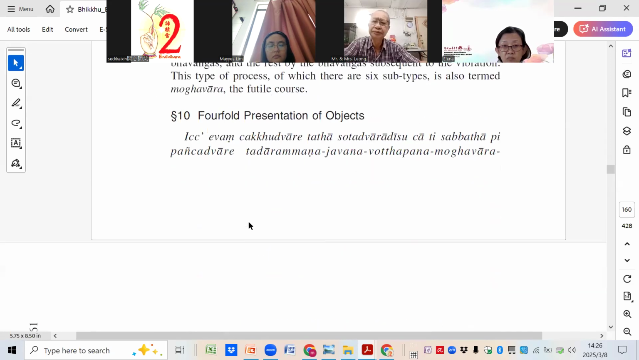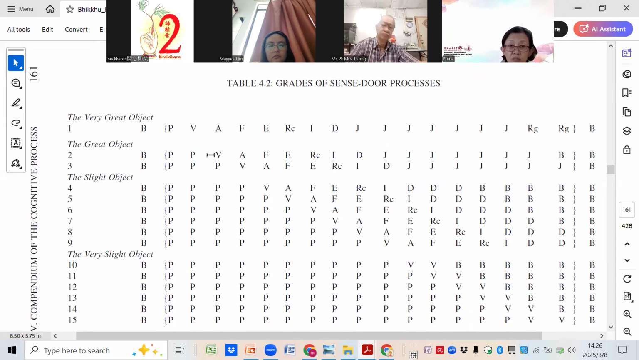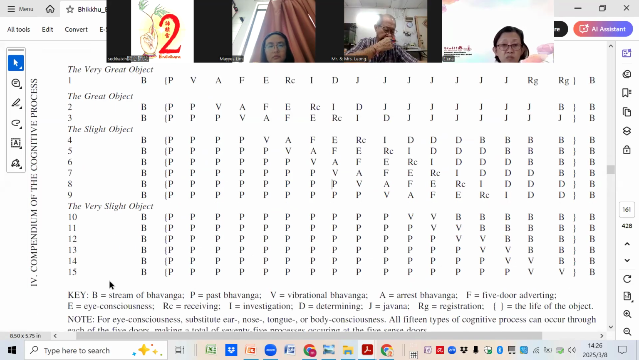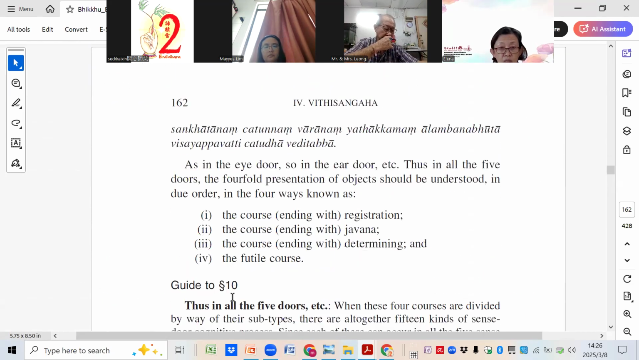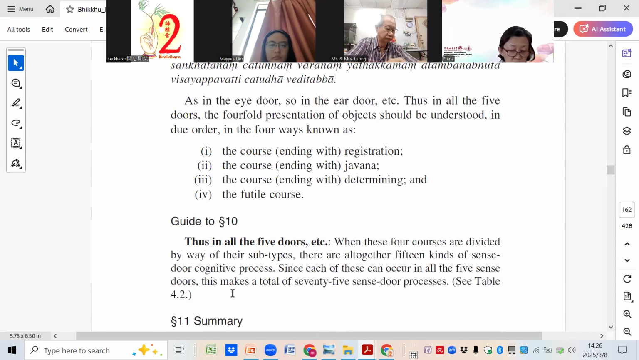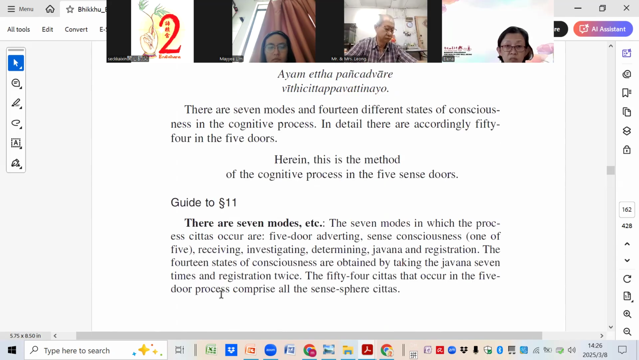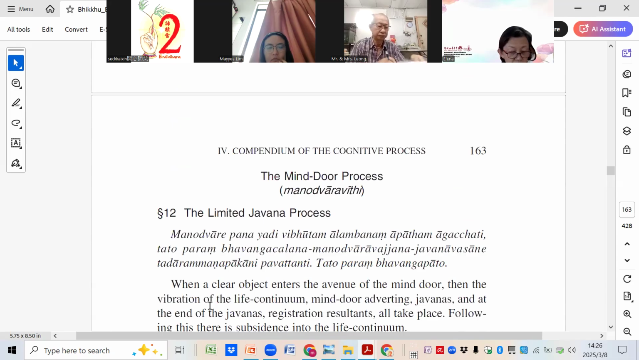Okay, the full presentation of the object. Yes, you see, this is the presentation. See or not? This one is APPP. J means the jhana. RG is the registration. So you can see this is the keynote for it. Then now we go to this. The five door, okay, finished already. Now we go to guide number 11. This is the summary.